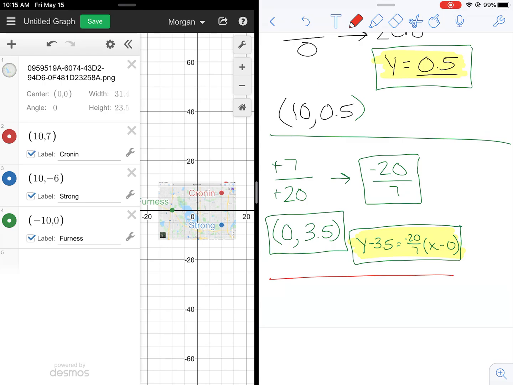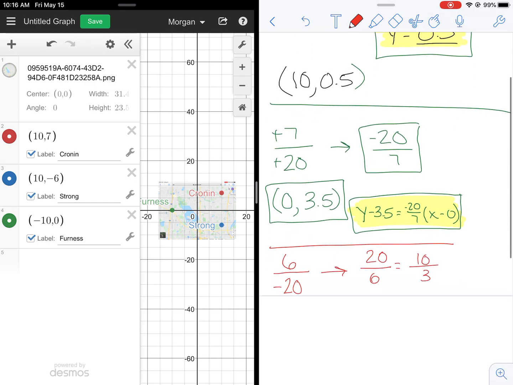So between Miss Strong and Miss Furness, the y value is going up 6. The x value is going down 20, which means the perpendicular slope will be positive 20 over 6. And I like to simplify my fractions, so I'm going to use 10/3. But Desmos will work even if you don't.